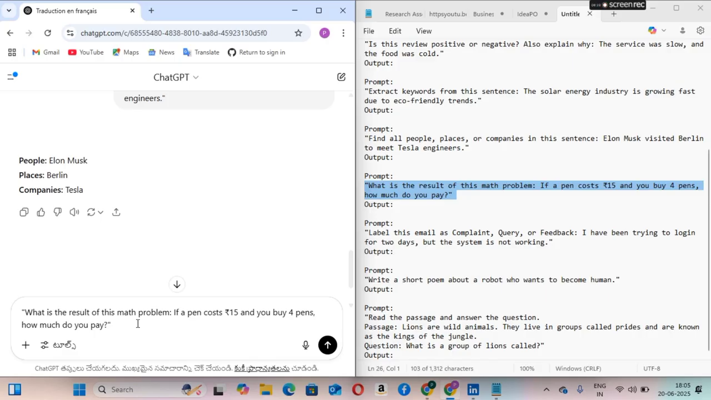So let's consider the prompt. So what is the result of this math problem? If a pen costs 15 rupees and you buy 4 pens, how much do you pay? And AI responded it as a 60.